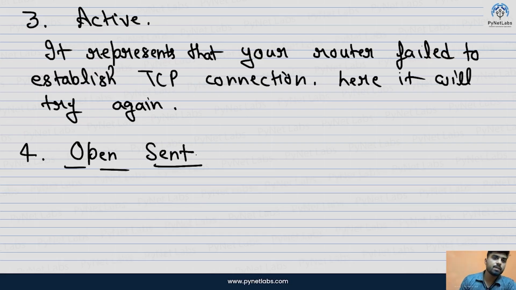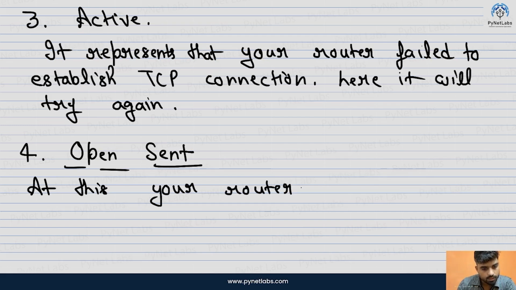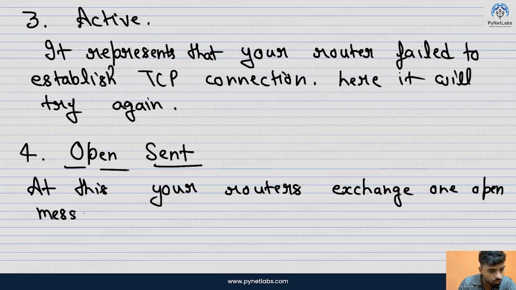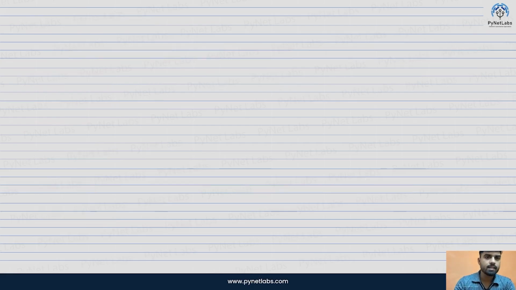Okay, as the name represents, OpenSent. So at this state, your routers exchange one open message. I will let you know what that open message is and what is inside that open message. So your routers will exchange one open message. Let's talk about what is inside the open message.